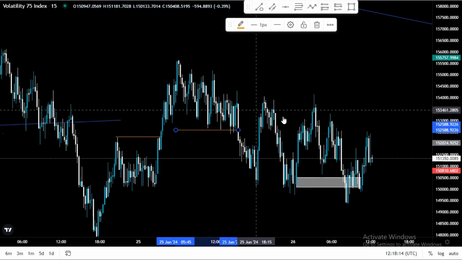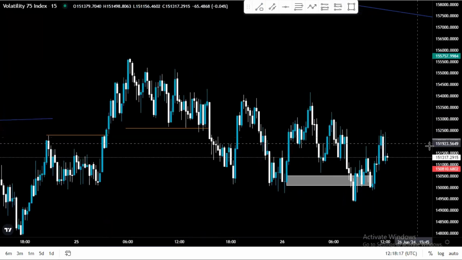You see this fair value gap here, because most of you guys do not understand what fair value gap is.